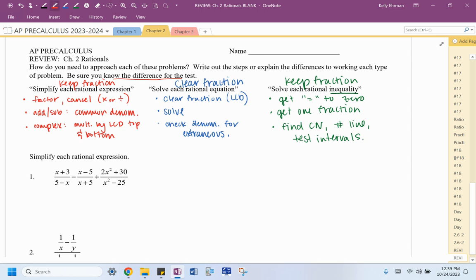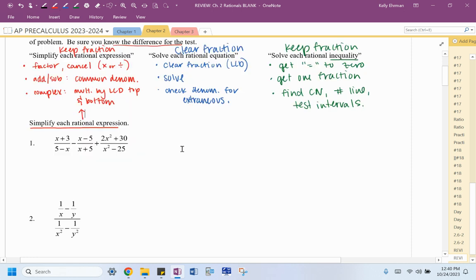Okay, so the first thing we're doing is simplifying each rational expression, which is like our first scenario. We're not wiping out fractions, but we are factoring what we can in the denominator. Remember, 5 minus x should be negative, so factor a negative out of that so that it becomes x minus 5. And then this x plus 3 is still up here. Nothing to do with the rest of this. I'm going to factor this denominator. Don't factor the numerators yet because remember, you're going to combine like terms up there.